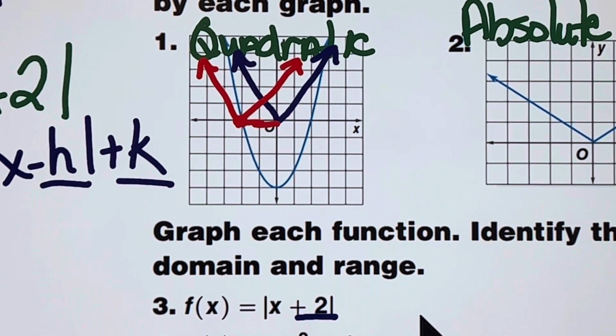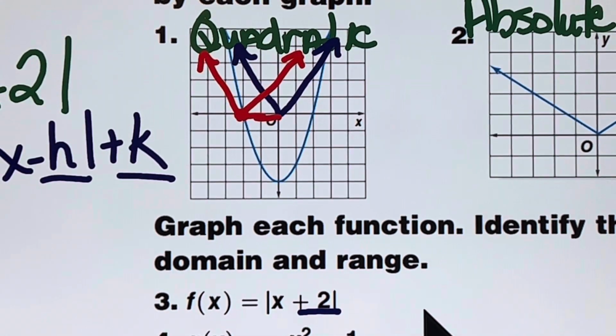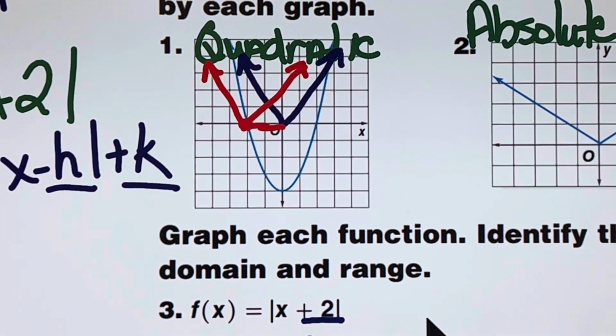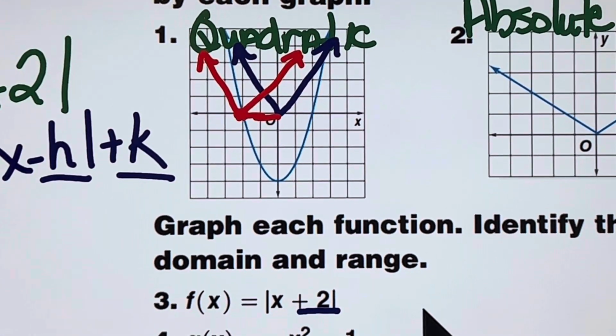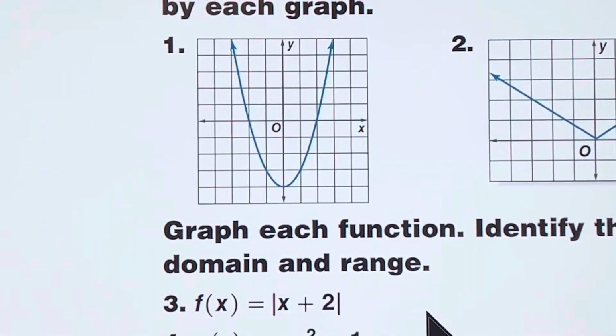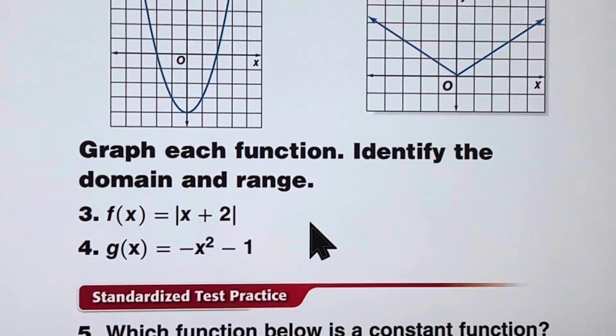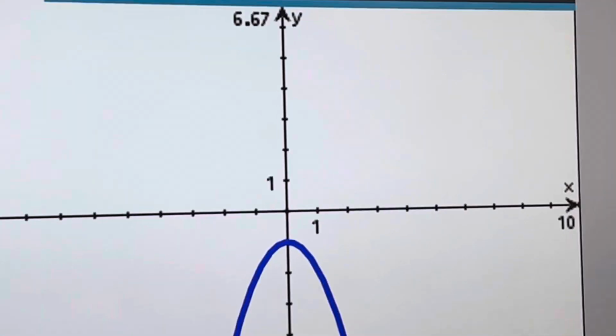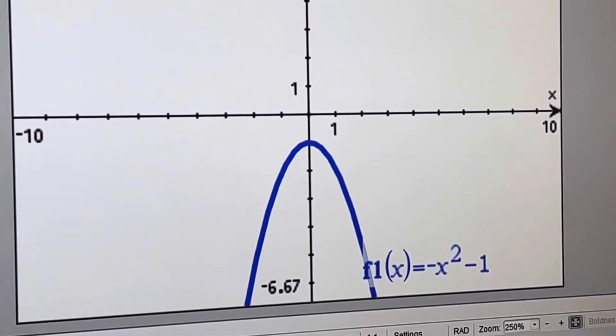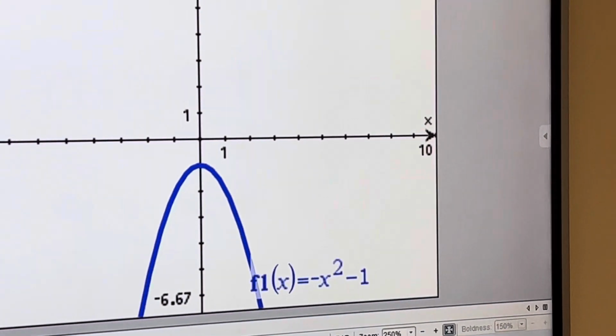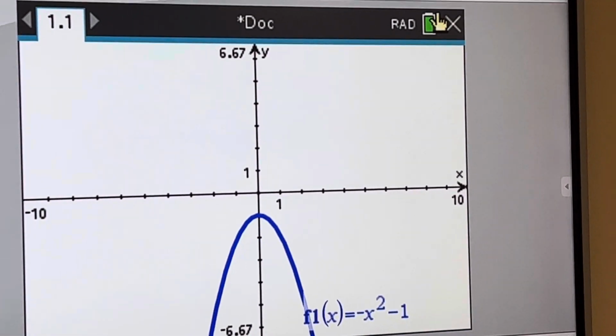That's what happens to our graph. Now we're going to actually verify this in the calculator. So I'm going to pull up my calculator. All right, here's my calculator. Is it plugged in to where I can tap? No, it's not.